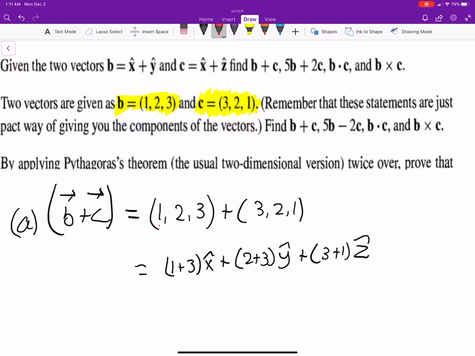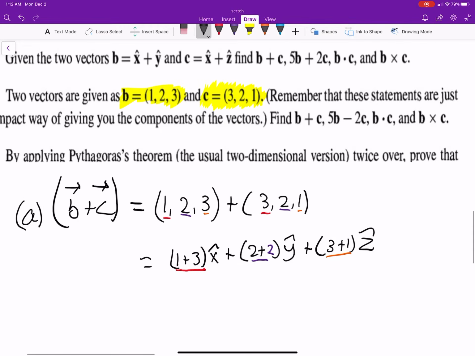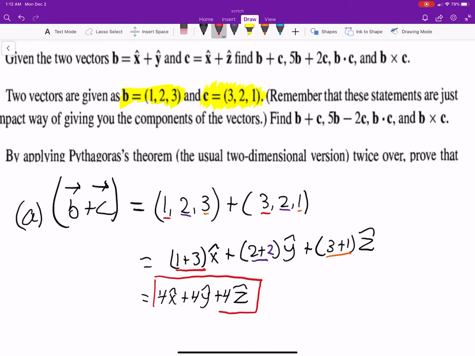So all we did was we took our 1 and our 3, which were in our x slot, and put it here. Our 2 and our 2 here in our y slot, and then our z slot is the 3 and the 1. And if we add those up, we get 4x plus 4y plus 4z. And there you go. That's how you add those two vectors. Hopefully that part makes sense.